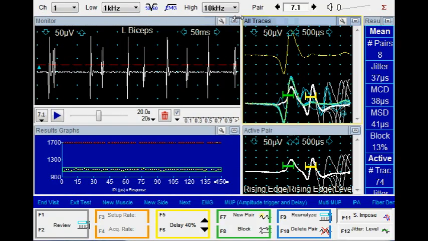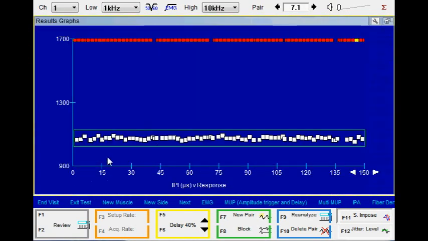Well, let's look at our distribution of interpotential intervals over here. We have a nice tight distribution. Here are the data points shown in red. These are the so-called blocks. So that's when the signal crossed one window but not the second one, and it appears like a blocking. So the blocking is indicated by the red color.